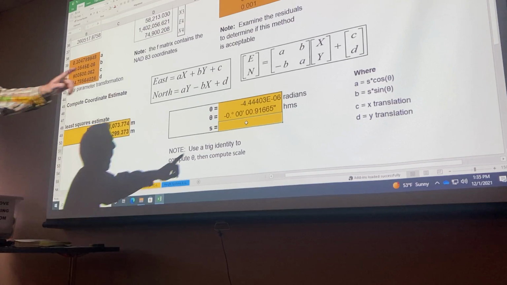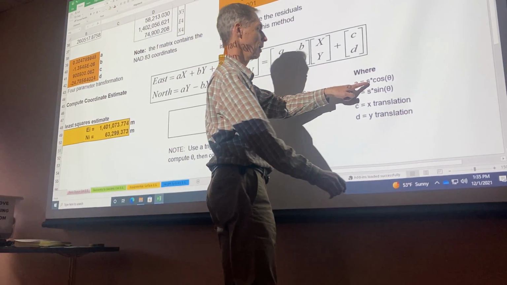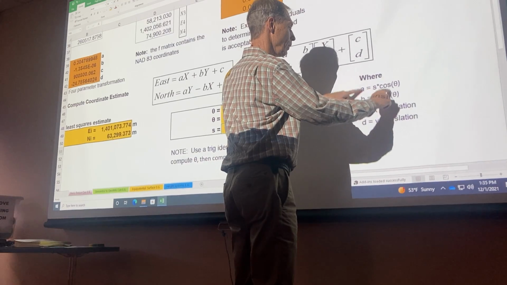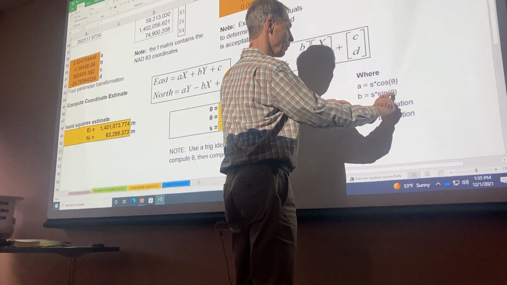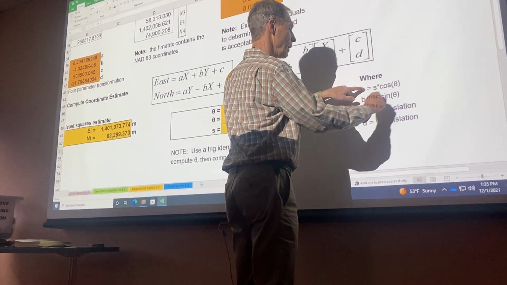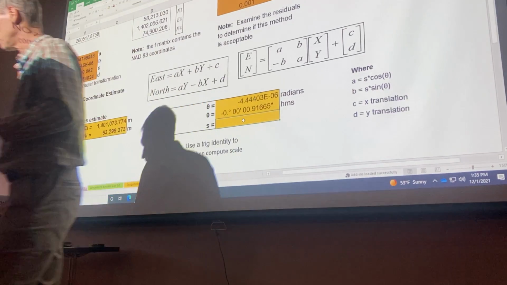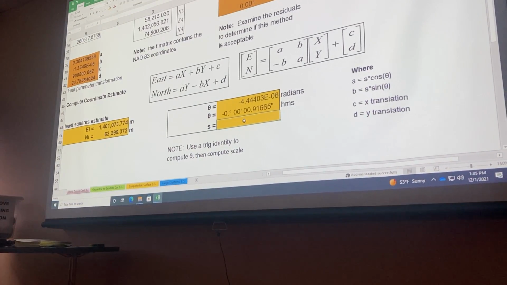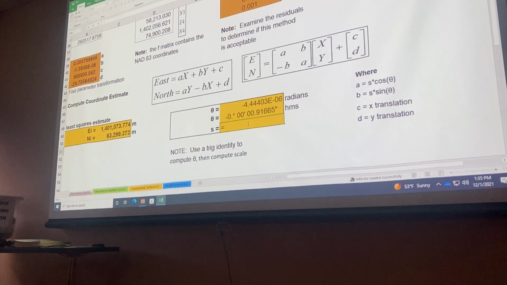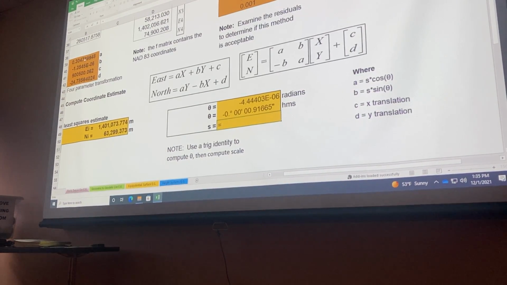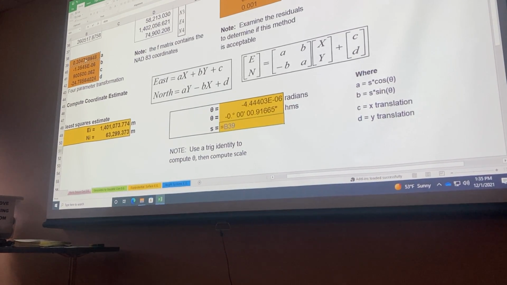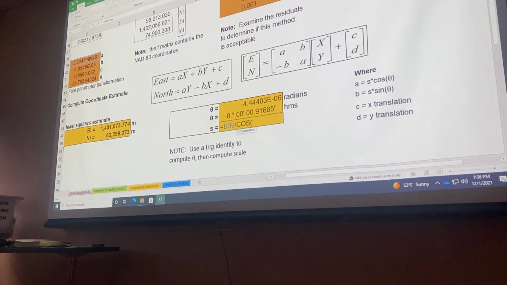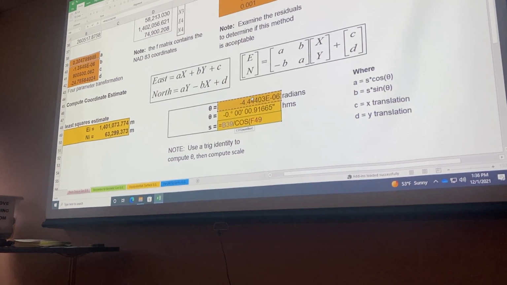Well, if I know A and theta, I can compute S. So either from one of these, take theta in A or theta in B and compute S. So let's see what the scale factor would look like here. So this would be equal to the A value divided by the cosine of the rotation angle in radians.